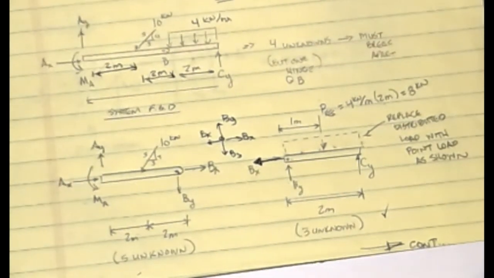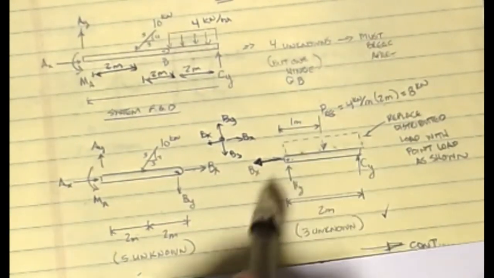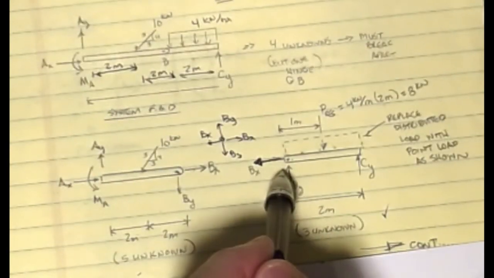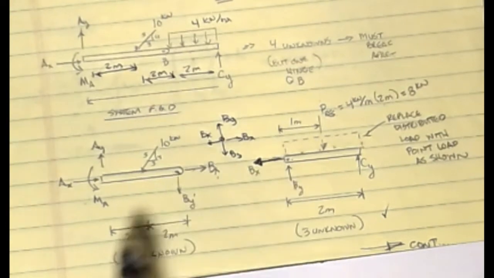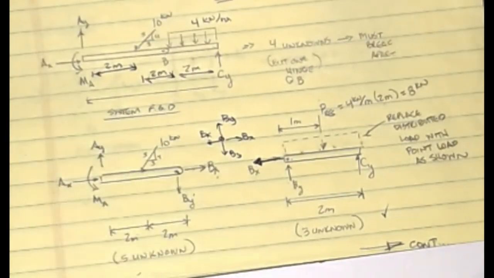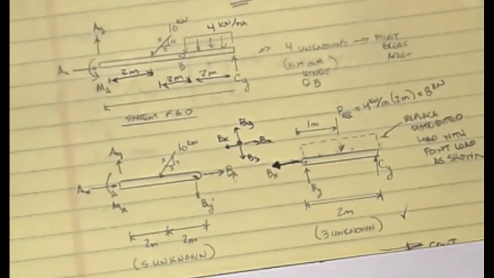Right, and so I can solve for everything I want on this. I can find cy, and then I'll use that to find bx and by. And when I find those, then I can come back over here because now I know these two guys. And with those two out of the way, that gets me 3 unknowns, and I can solve for those. And that's kind of the general progression of a frame and machine problem.